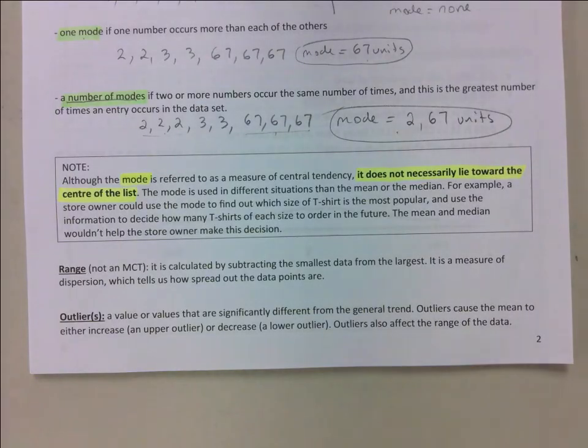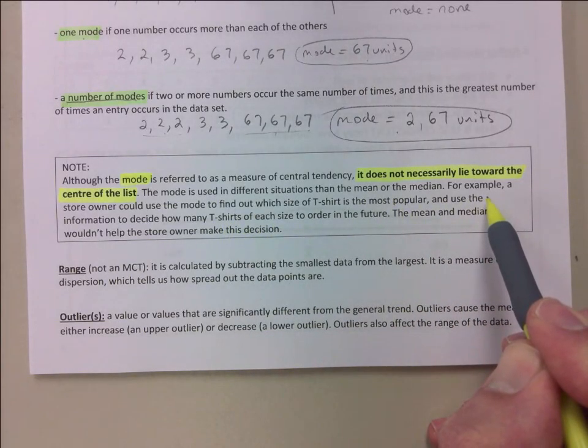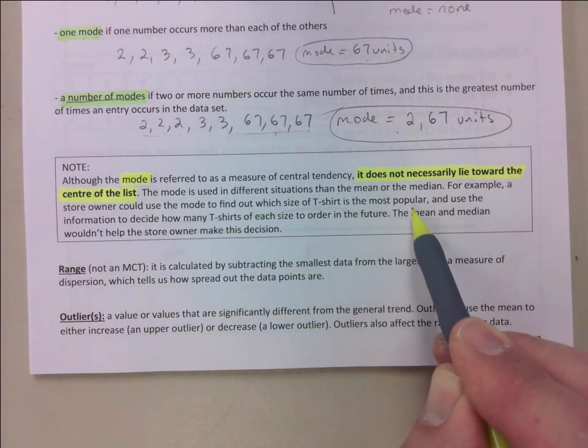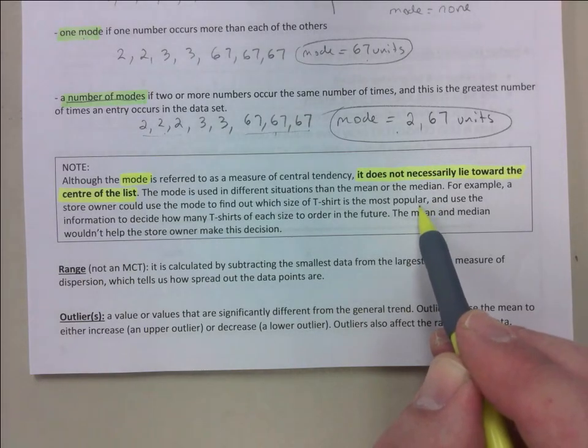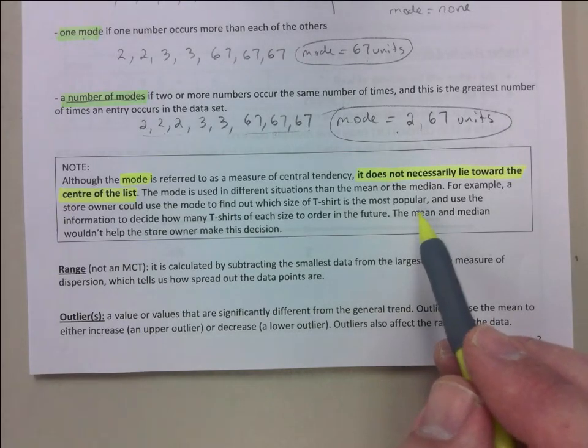Mode is used more often when a store owner, right? A store owner could use the mode to find out which size t-shirt is most popular, so you make a bigger order of that. Or the size of shoes, right? Certain sizes you have more of because you know you're going to sell more. That's where mode is better, but it's not a good measure of central tendency.